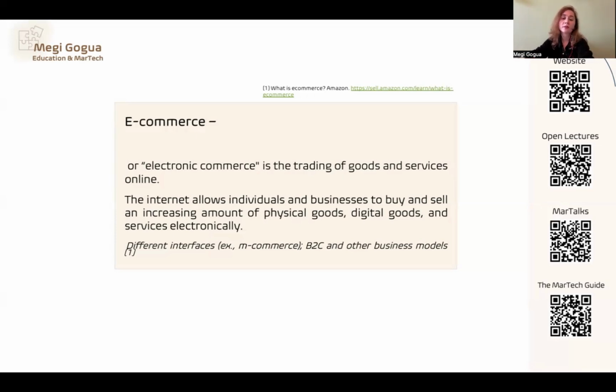So the internet allows individuals and businesses to buy and sell an increasing amount of physical goods, digital goods, and services electronically. Also consider that there are different interfaces for e-commerce. So we have e-commerce in general. At the same time, we have the e-commerce that's happening online on mobile devices. It's called m-commerce. We have different business models like B2B, B2C, C2C, G2C, and if any part of it, or 100% of it, happens online, it means that it's e-commerce. And this type of thing lies under these particular rules.